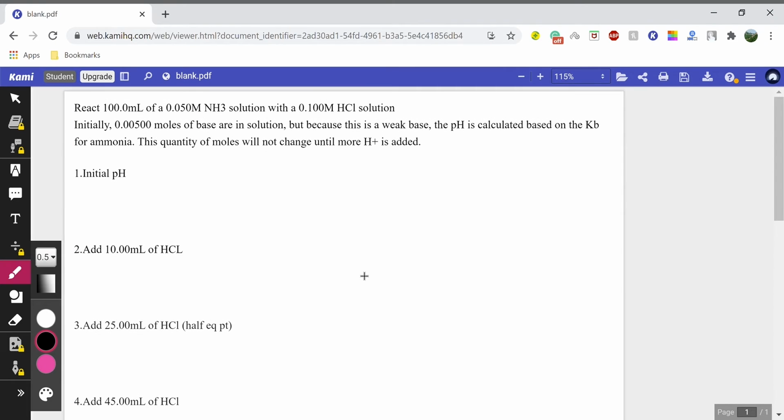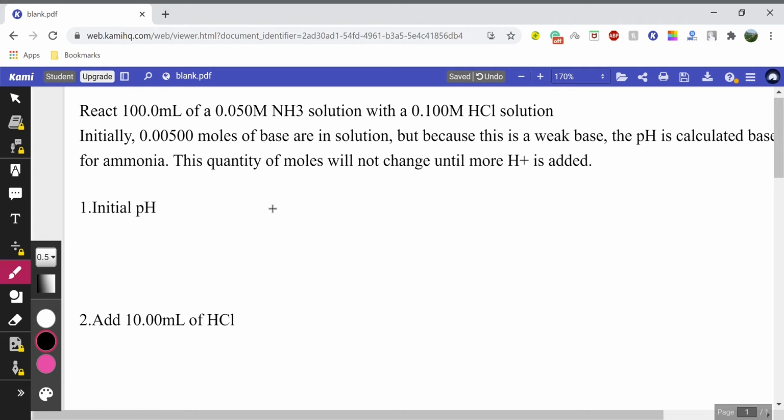Hi, in this video we're going to be doing another example of titration, and this time we're going to be titrating a weak base with a strong acid. Our weak base is going to be NH3 and our strong acid is going to be HCl. So what is the initial pH before we added any HCl? It says we start off with 0.0050 molar of NH3.